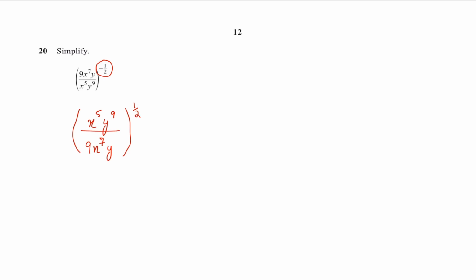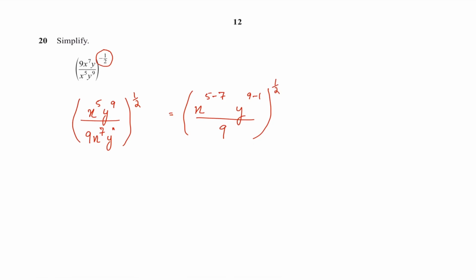So now we're going to simplify whatever is inside the bracket. If we look at x, we have x power 5 in the numerator and x power 7 in the denominator. So when two same bases are divided, the powers get subtracted. And then let's look at y. We have power 9 in the numerator and power 1 in the denominator. So 9 minus 1. And then let's not forget that we still have upon 9 in the denominator, and the power half as it is still intact.